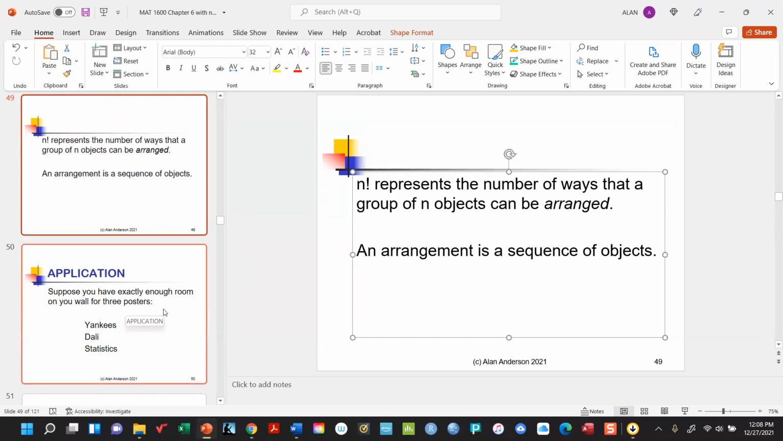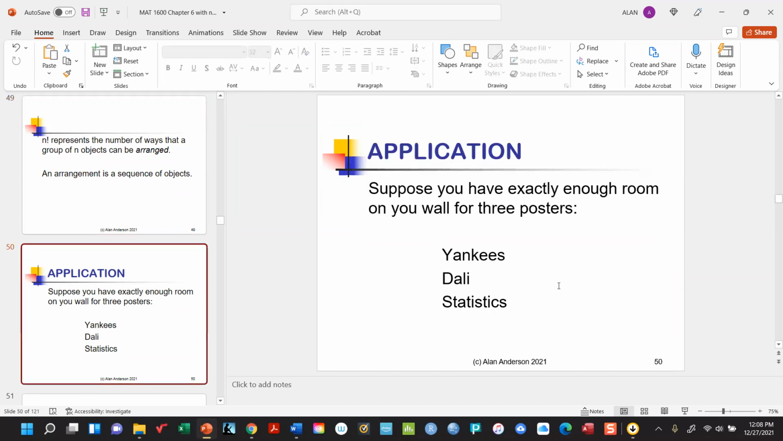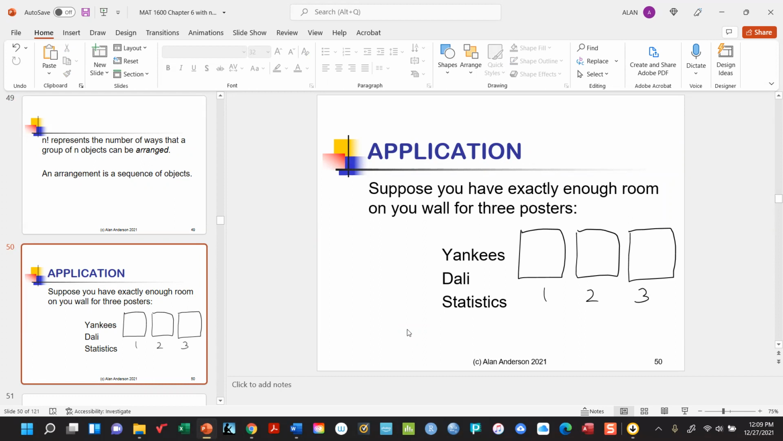Let's say that you have enough room on the wall for 3 posters. These are the posters you have, and you want to hang these up on your wall from left to right. Naturally enough, you have a poster for the Yankees, one for Salvador Dali, and one for statistics, of course. And here's the room. You've got room for all three of them from left to right. The question is, how many different ways can you hang these posters in your room? That's all the wall space you have. There's room for three of them from left to right. How many different ways can we hang these?